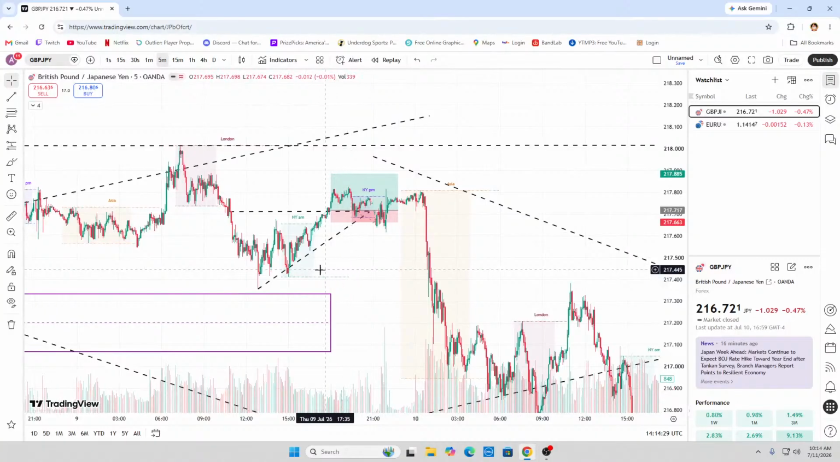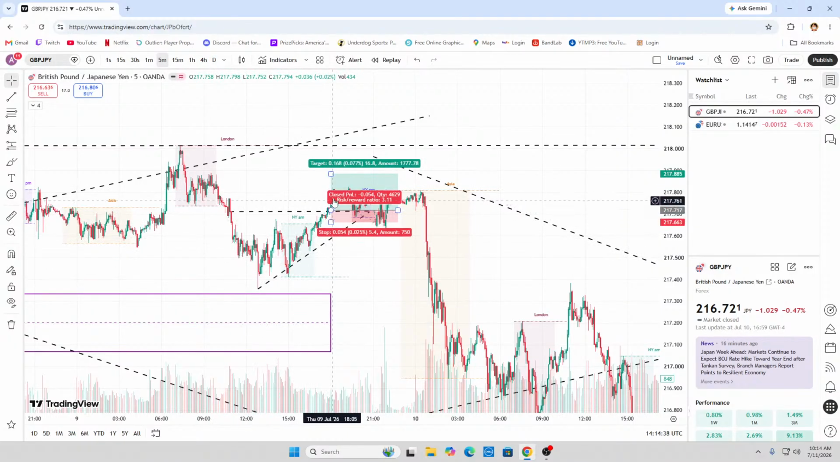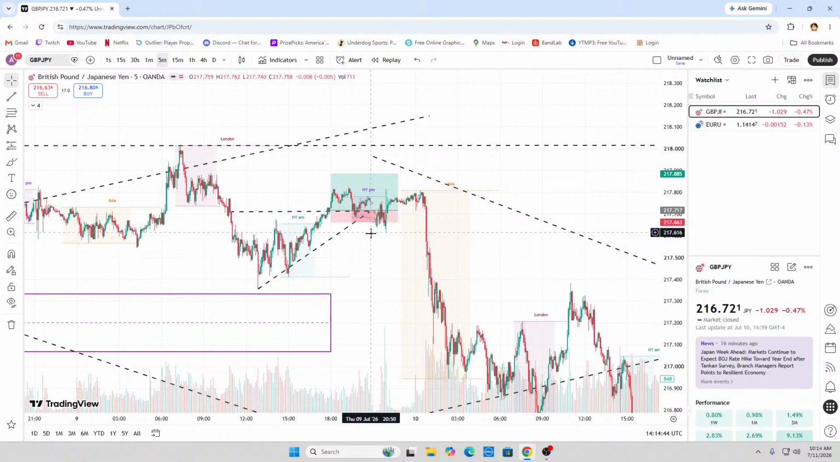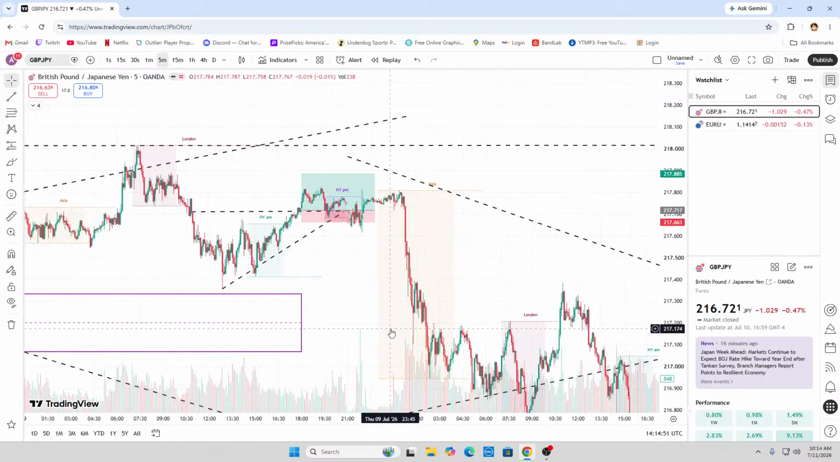Went into the 5-minute time frame, saw this ascending triangle, and I thought it was gonna break out, and once it hit here, it was gonna go up. It went up for a little bit, and then it just started going down ever since. I don't know if this was a good trade.